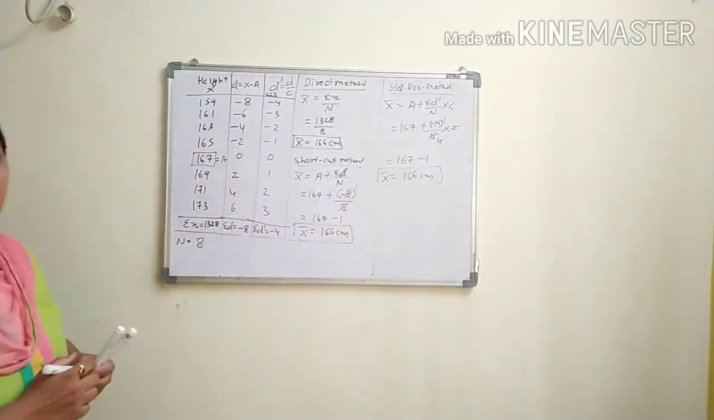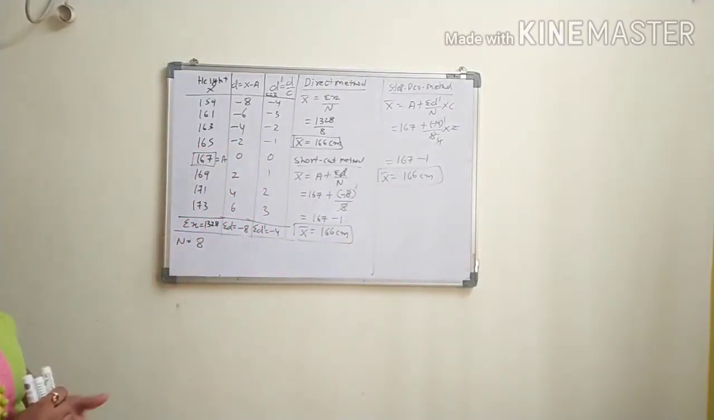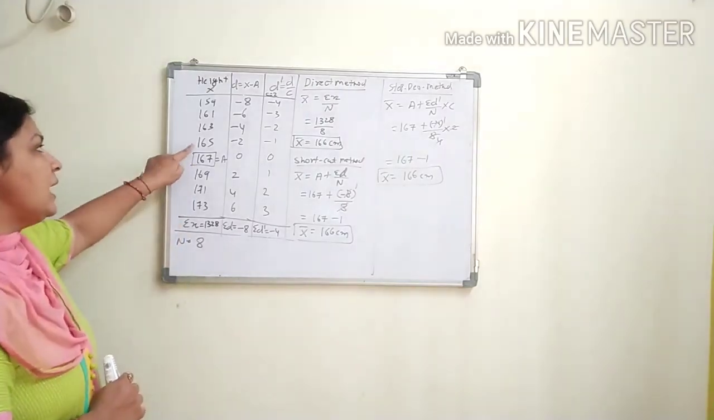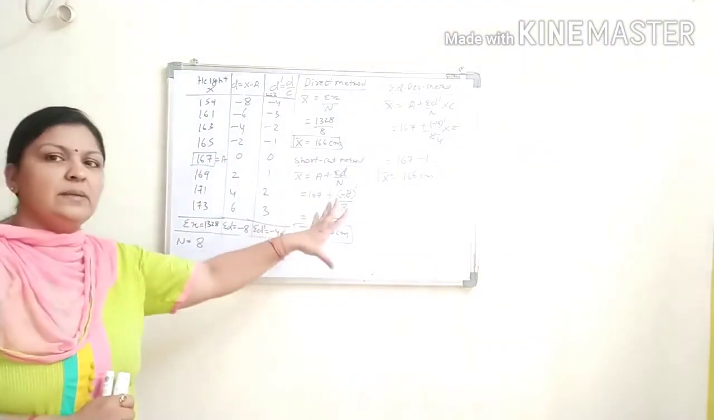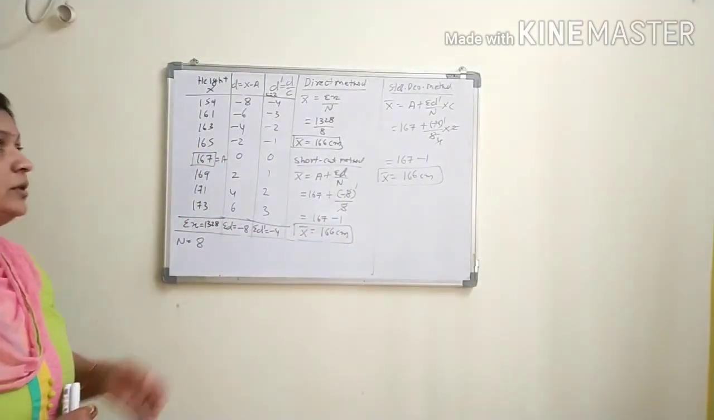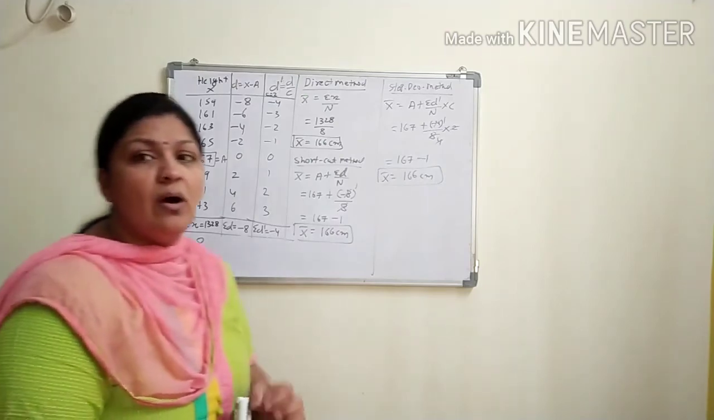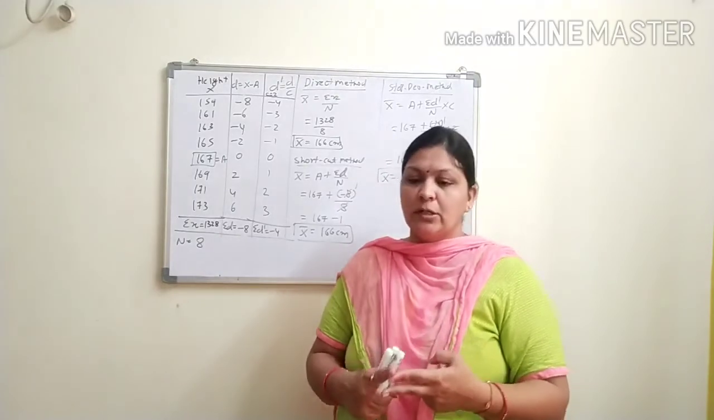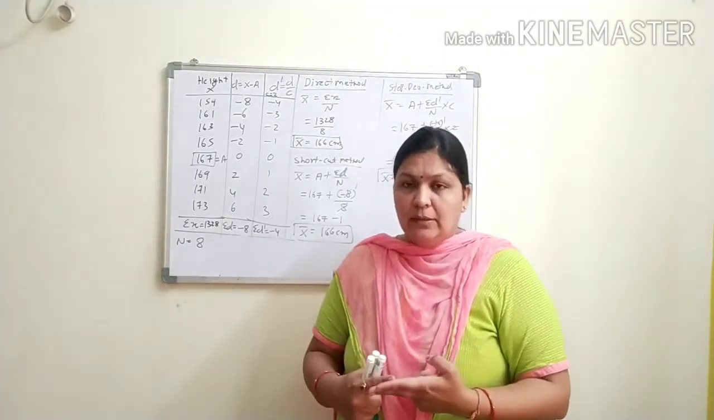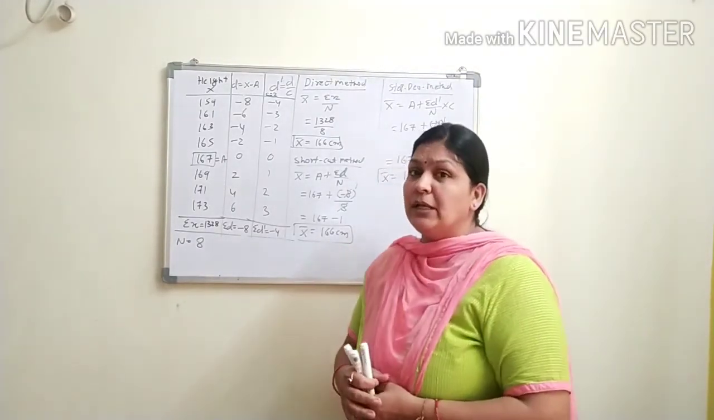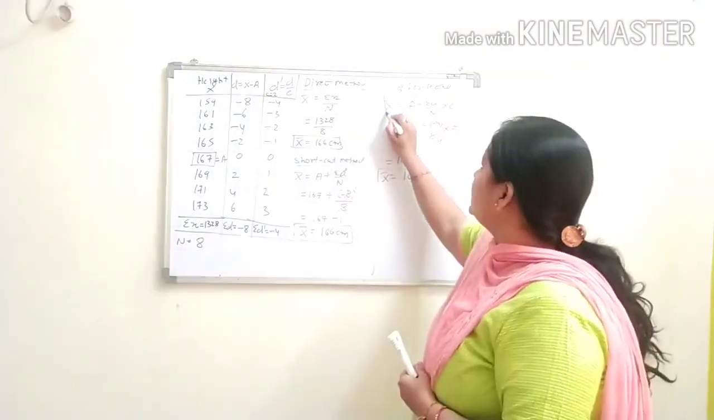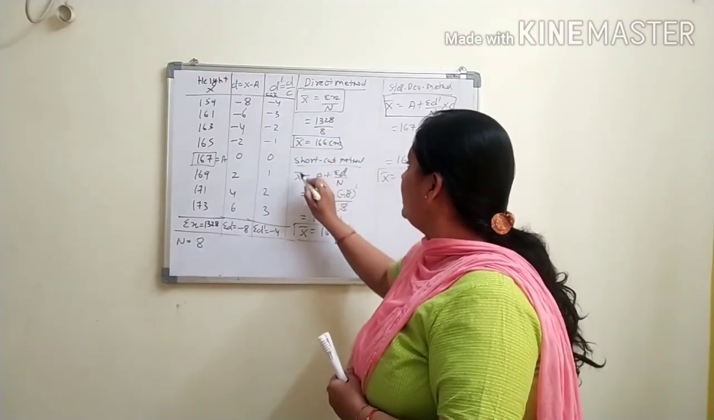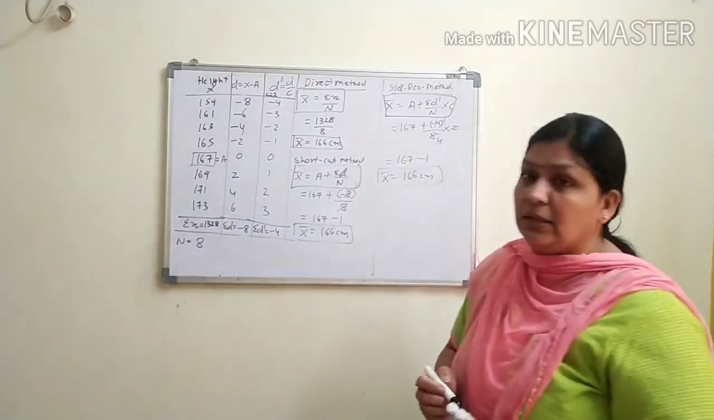Clear, students? It means that if you go through all three methods, the answer remains the same. Listen, if you assume A as 165, your answer still remains the same. So this is all about the individual series of data with the help of all three methods: shortcut method, direct method and step deviation method. This is the step deviation formula, this is the direct formula, and this is the shortcut method formula.